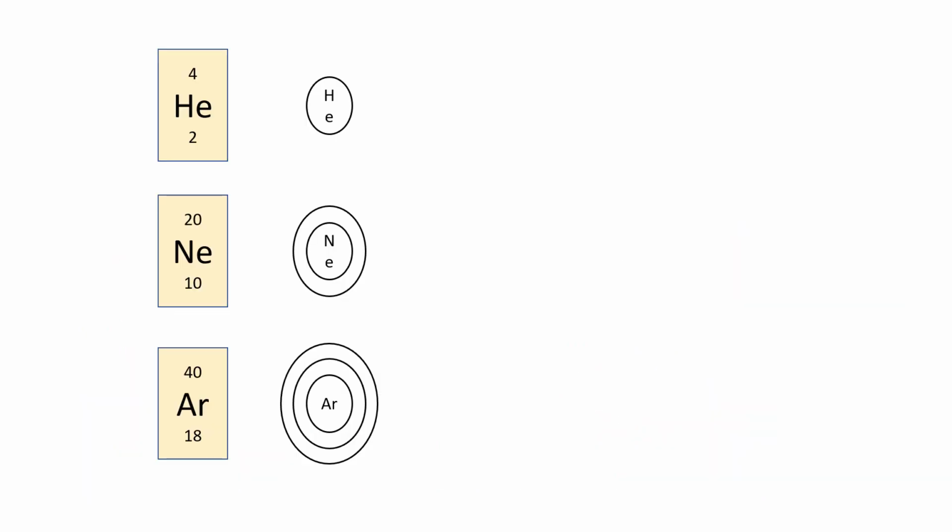Let's first look at helium. Helium has an atomic number of 2, which therefore means it has 2 electrons, and those 2 electrons go in the first shell. Neon has 10 electrons. The first 2 electrons go in the first shell, and the remaining 8 electrons in the second shell. Argon has 18 electrons, 2 in the first, 8 in the second, and 8 in the third.